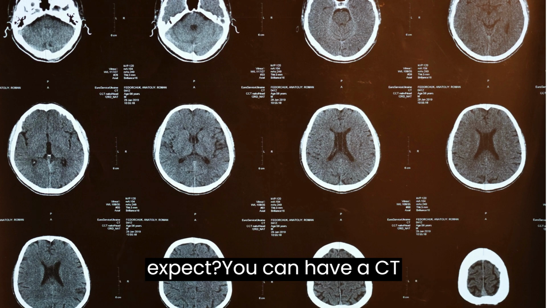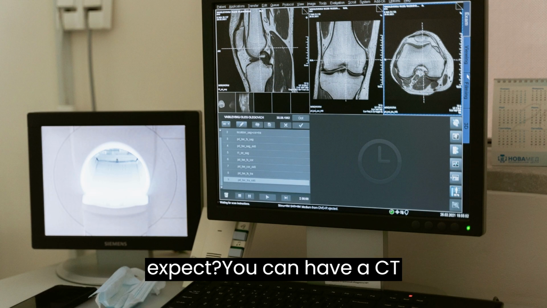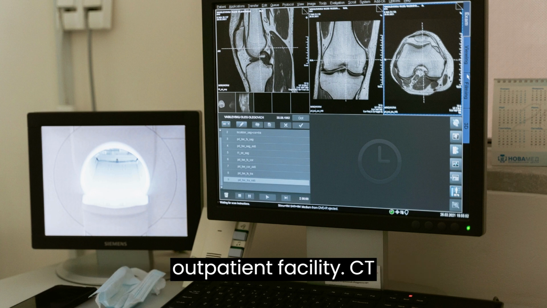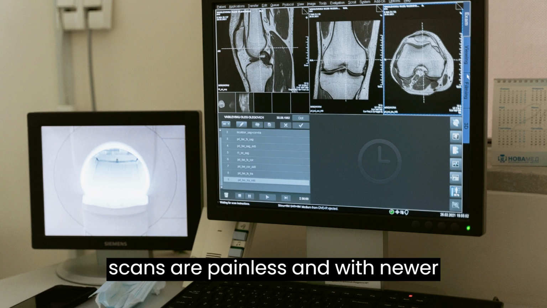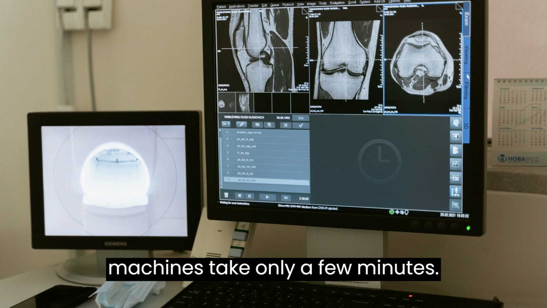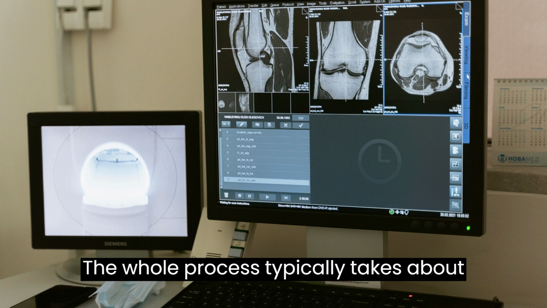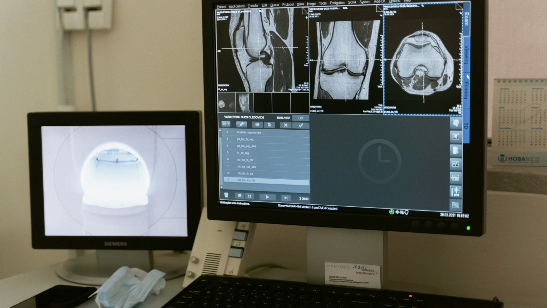What you can expect. You can have a CT scan done in a hospital or an outpatient facility. CT scans are painless and, with newer machines, take only a few minutes. The whole process typically takes about 30 minutes.